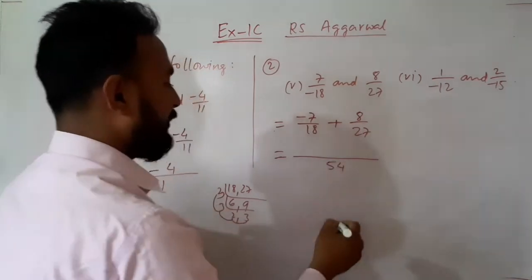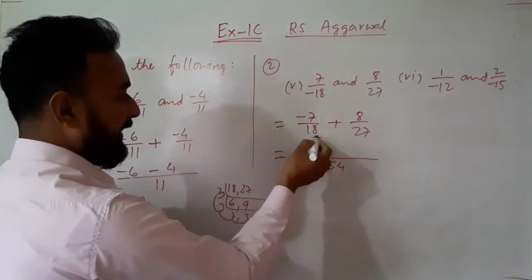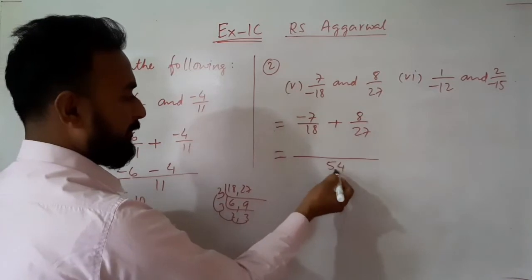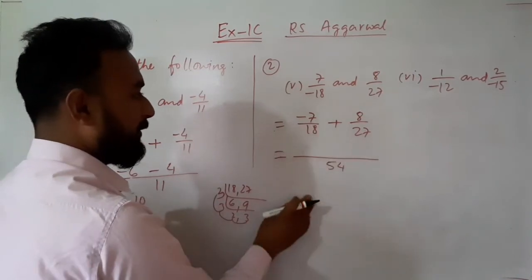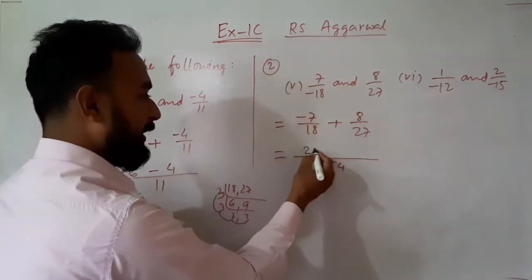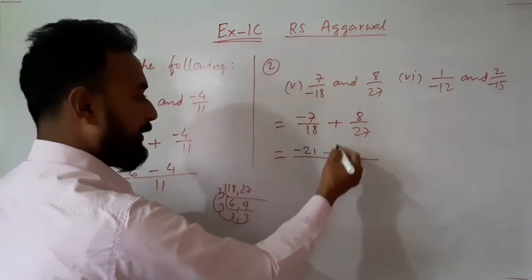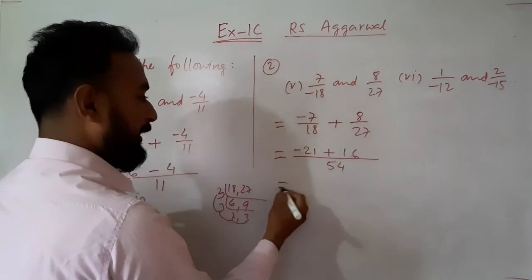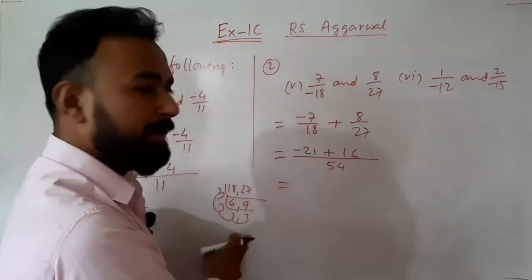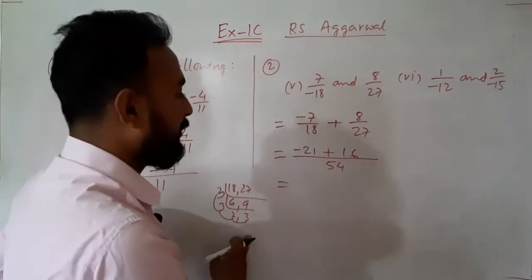So 54 is your LCM. So now let's divide 54 by 18. So you have 3 7s are 21, and here a minus sign, and 2 9s are 18... so 8 2s are 16. So here you have given minus and plus. One number is in minus and the other number is in plus.